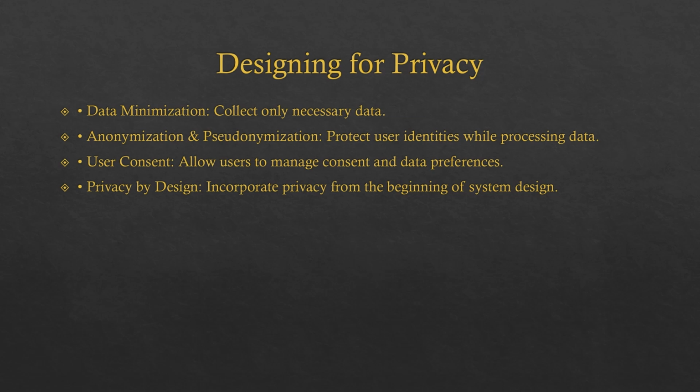Designing for privacy means protecting users' personal data. Implement data minimization to only collect the necessary information. Anonymization and pseudonymization are useful techniques to protect user identities. User consent must be actively managed, and privacy considerations should be embedded in the design process, ensuring that systems comply with privacy laws and best practices.